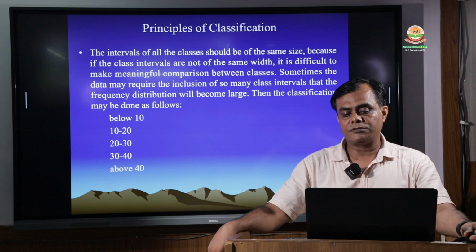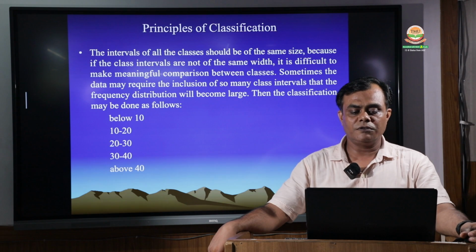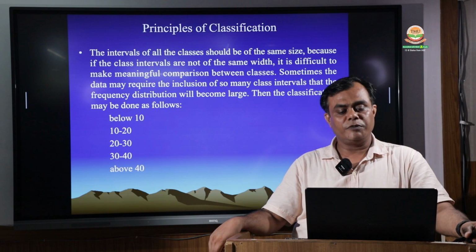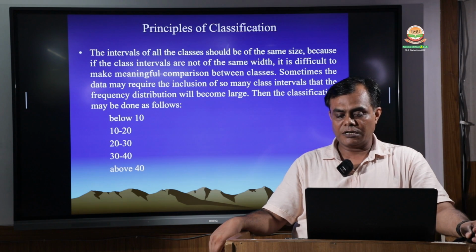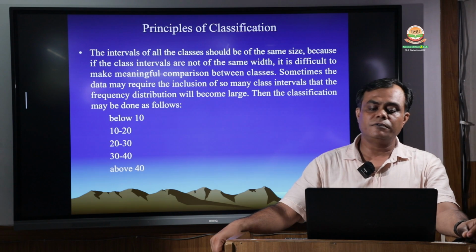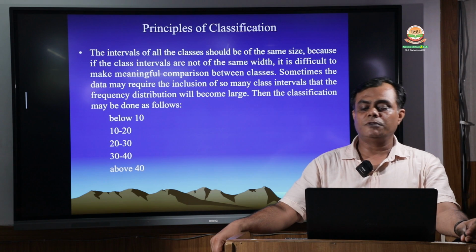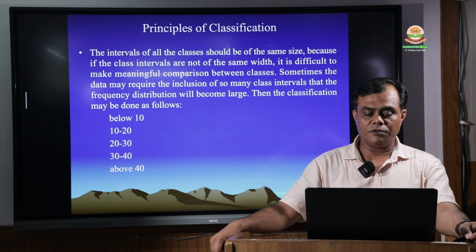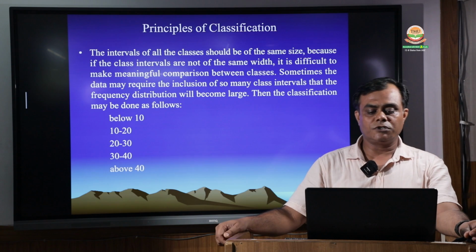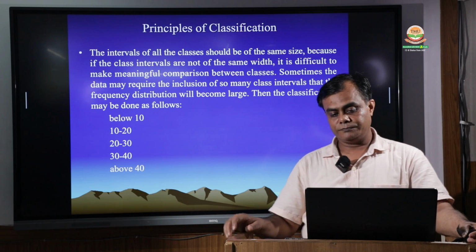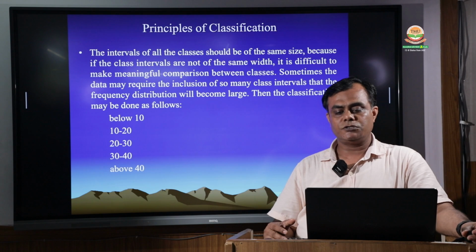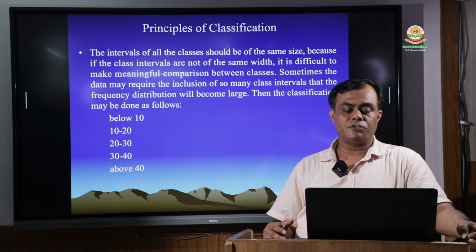The interval of all classes should be the same size, because if the class intervals are not of the same width, it is difficult to make a meaningful comparison between the classes. Sometimes the data may require so many class intervals that the frequency distribution becomes very large. Then the classification may be done as follows: below 10, 10 to 20, 20 to 30, 30 to 40, or above 40. This is called an open end class, and the distribution is known as an open end frequency distribution.